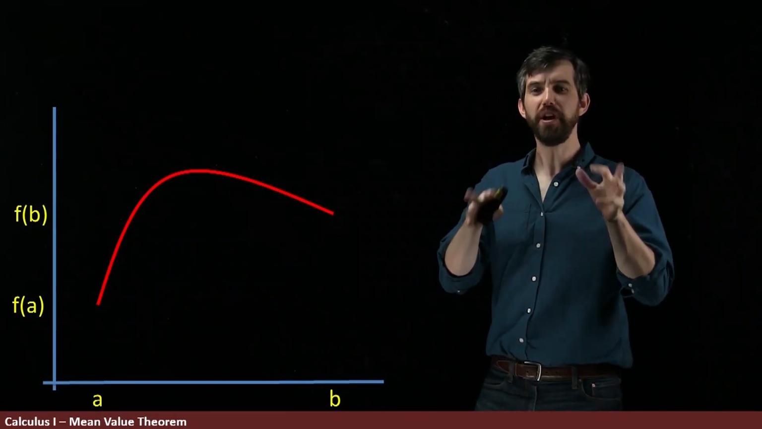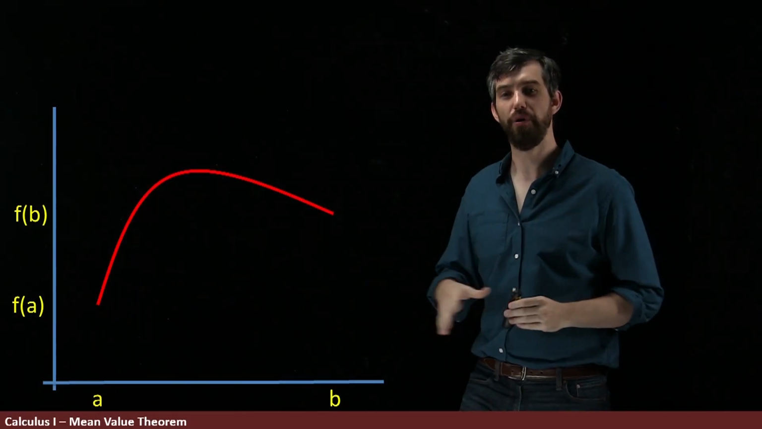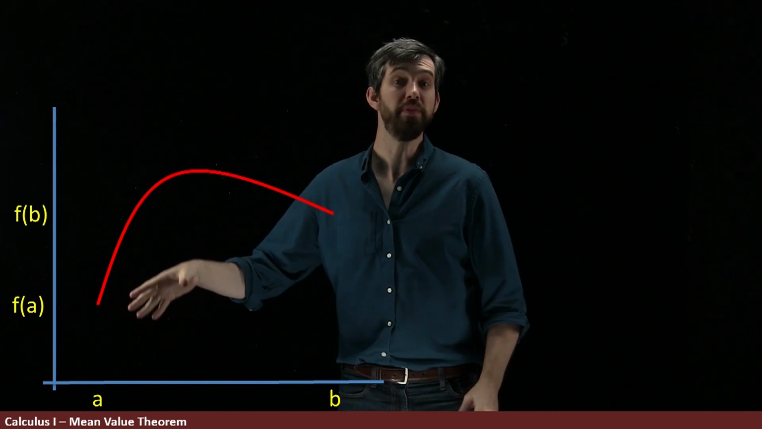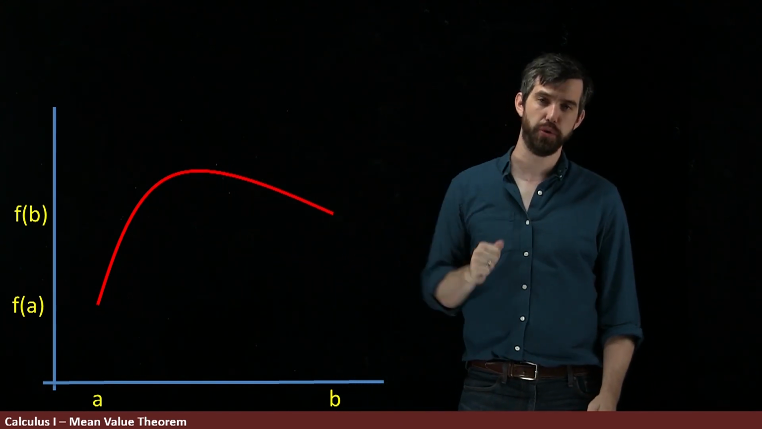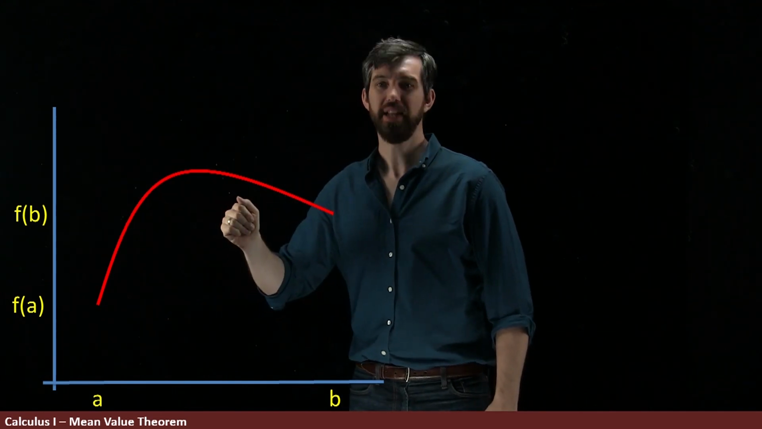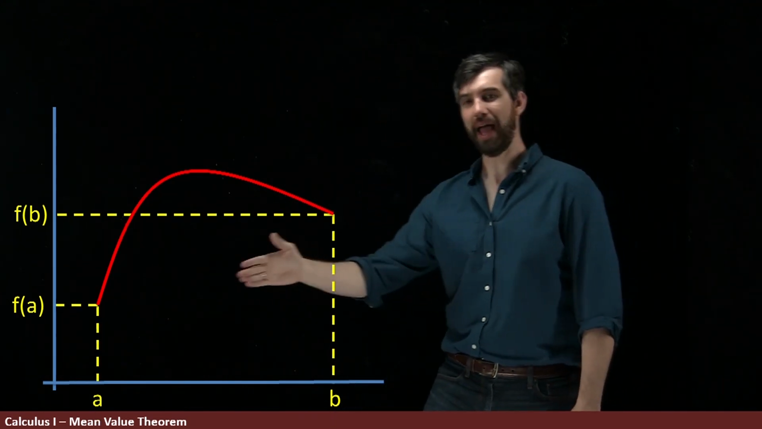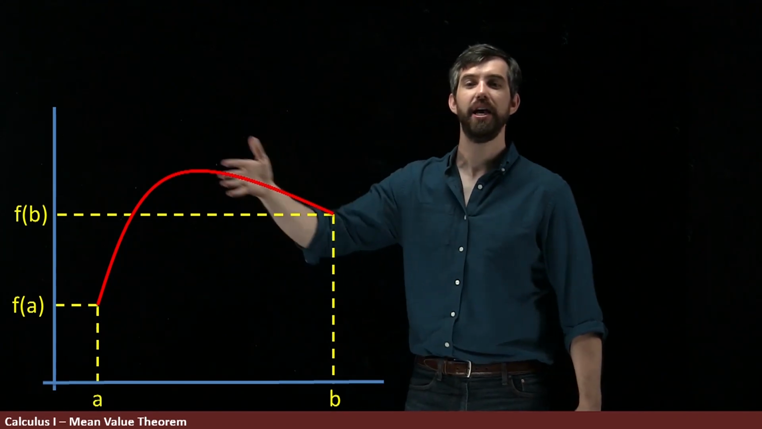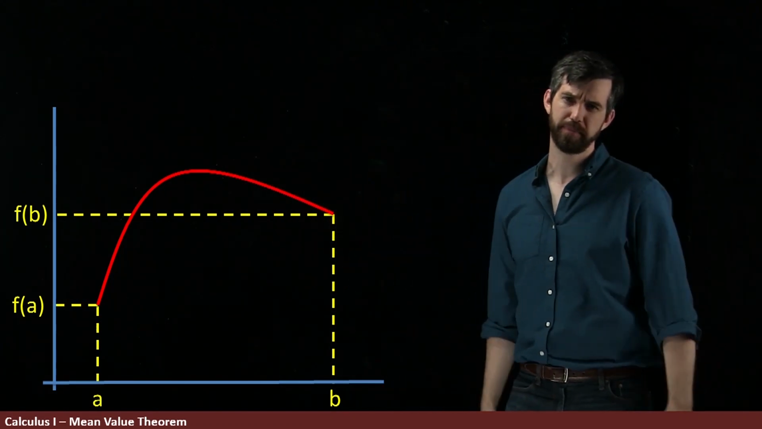In this video, we're going to talk about a very interesting theorem called the mean value theorem, a theorem that we're going to see is actually very intuitive. I want to imagine I've got some function here, and it's a function where I've got some a, f of a, and some b, f of b. I've specified two endpoints on it.